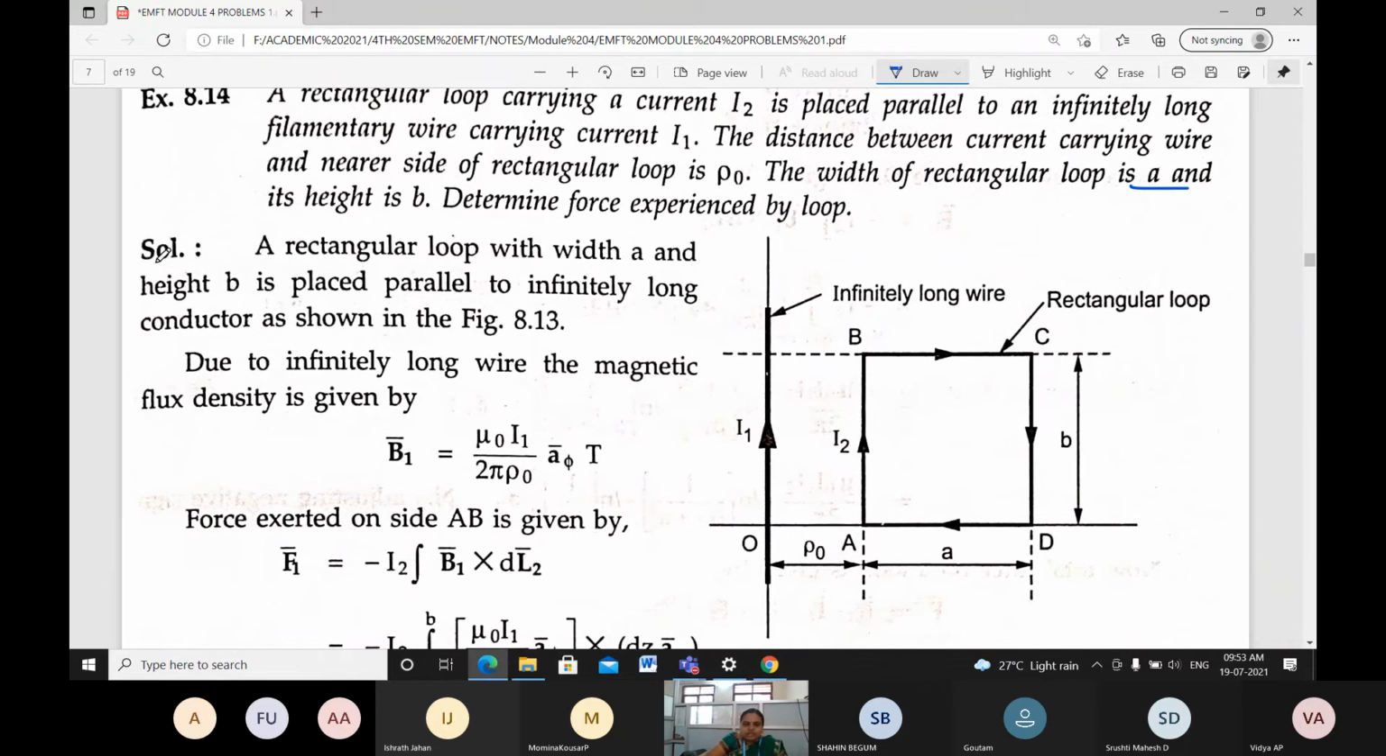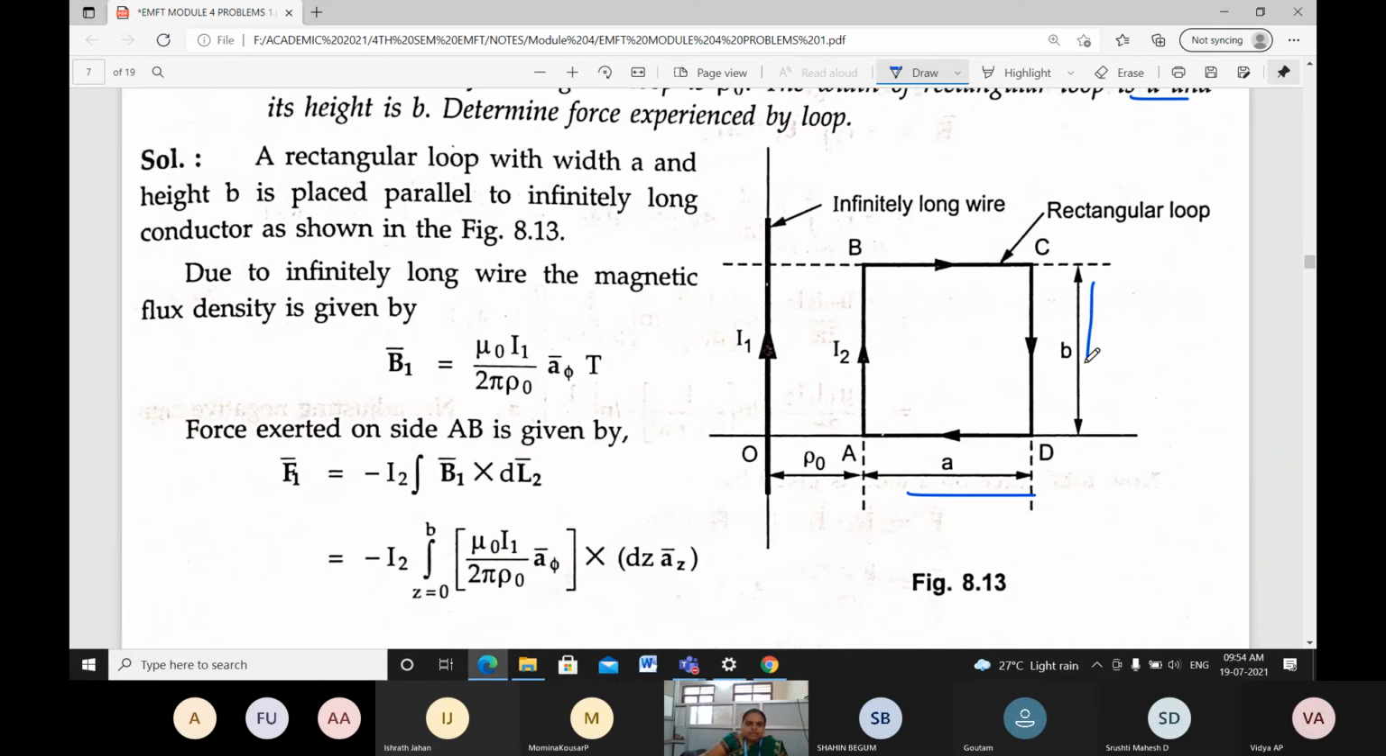This is how the construction goes for a rectangular loop with width A and height B, placed parallel to the infinitely long conductor. This is the conductor, and this is the rectangular loop placed. What we want is the force experienced by this loop. Due to the infinitely long wire, the magnetic flux density B1 is mu naught I1 divided by 2 pi rho naught A pi. This is the standard equation.